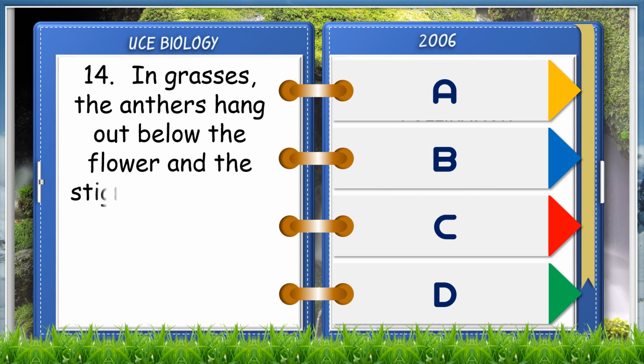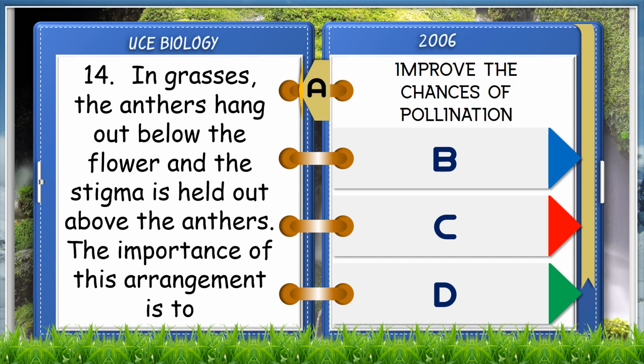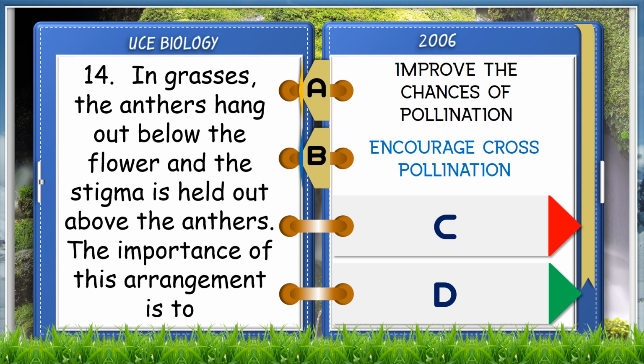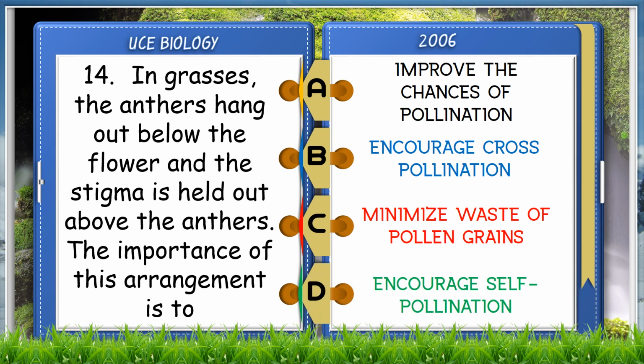In grasses, the anthers hang out below the flower, and the stigma is held out above the anthers. The importance of this arrangement is to: A. Improve the chances of pollination. B. Encourage cross-pollination. C. Minimize waste of pollen grains. D. Encourage self-pollination. The answer is B. Encourage cross-pollination.